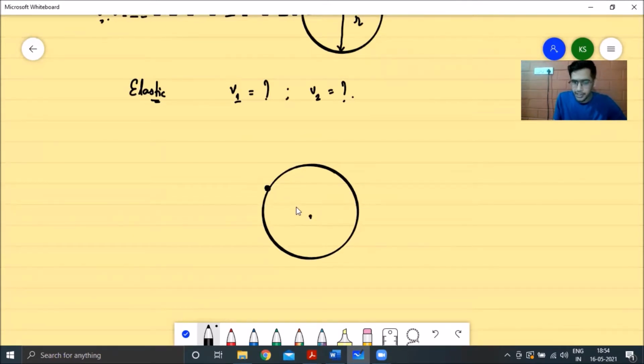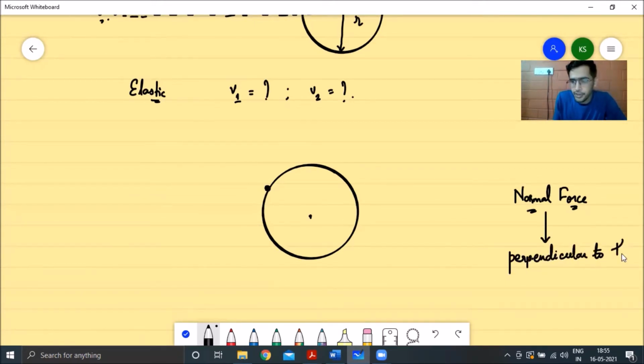Now when this particle collides with the sphere, what kind of force would be acting between these two particles? The force which acts when one object is pushing against another is generally a normal force. So we have a normal force acting between these two particles right now. Your point particle is pushing the sphere, so from Newton's third law, we know that the sphere will also push back on the particle. And how does your normal force always act? Your normal force always acts perpendicular to the surface of contact.